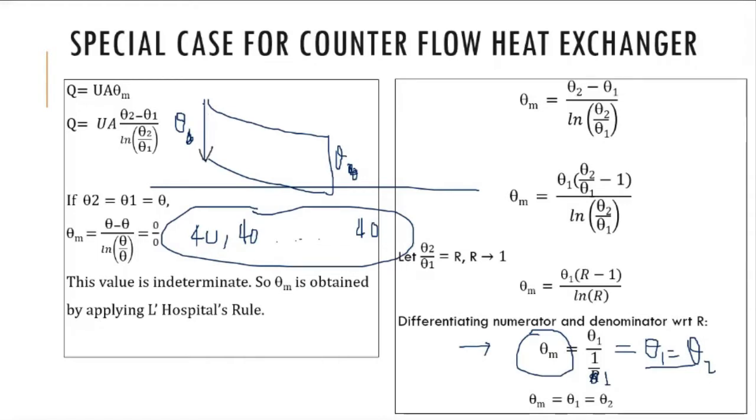Similarly, here if the temperature difference is theta and here also the temperature difference is theta, it means these two curves will be parallel to each other, and for the entire journey the temperature difference will be equal to theta. Is that part clear? Yes, sir. If for the entire journey the temperature difference is theta, it means the mean temperature difference is equal to theta only. So this is the logical explanation of why we are going to use theta m as theta 1 or theta 2.